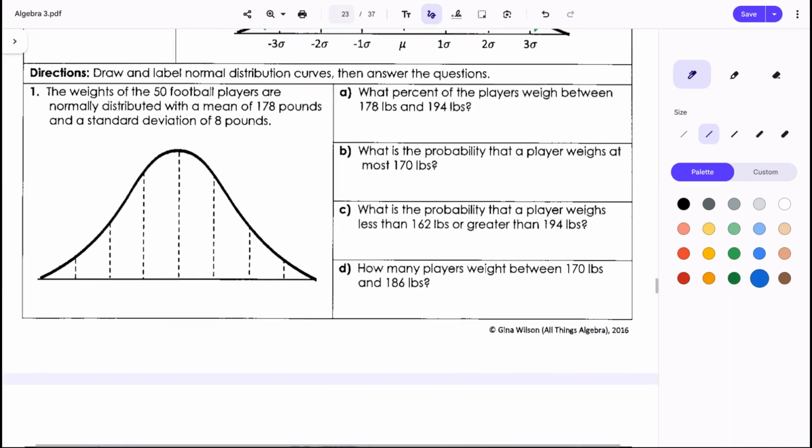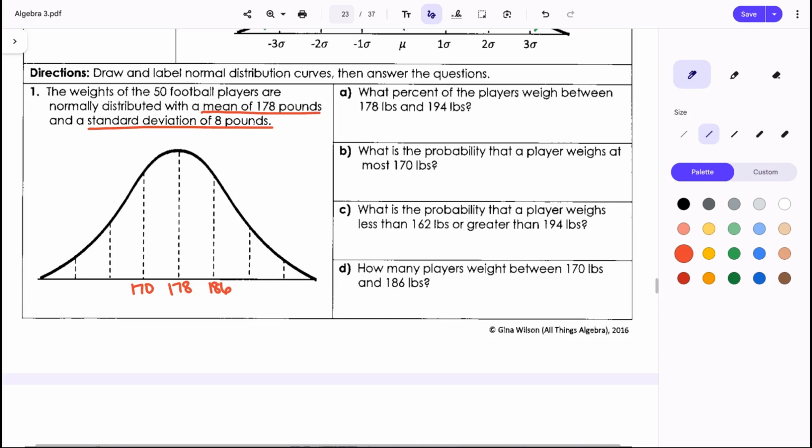So right underneath this, it says that we've got the weights of 50 football players that have a mean of 178 pounds and a standard deviation of 8 pounds. Your mean always goes in the middle. So the 178 is going to go to that middle dotted line right underneath it. Now, to set up your standard deviations, it says that one single standard deviation is 8 pounds. So that means on either side, when you're one deviation away, you're up 8 pounds or you're down 8 pounds from the mean. So up 8 pounds from 178 would be 186. Down 8 pounds would be 170. Okay, so each of those would be one deviation away.